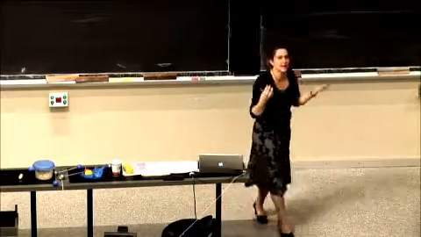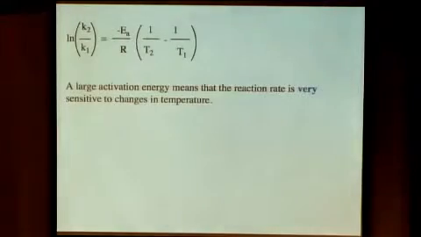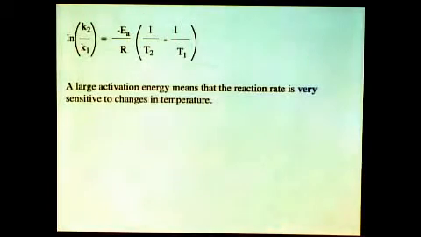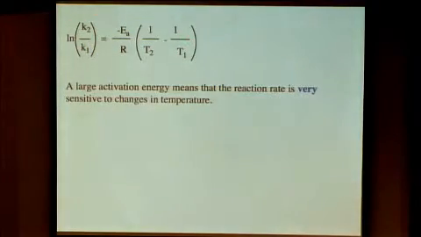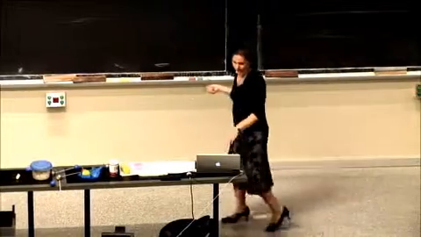All right, let's think about what else this equation tells us. The other thing it tells us is that if you have a very large activation energy, if this EA is a very, very big number, that means that your rate constants will be very sensitive to temperature. So if this is really, really big, there's going to be a big change in your rate constants as temperature changes. And keep that in mind. We're going to come back to that later.